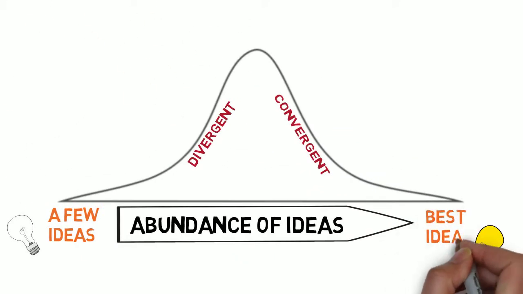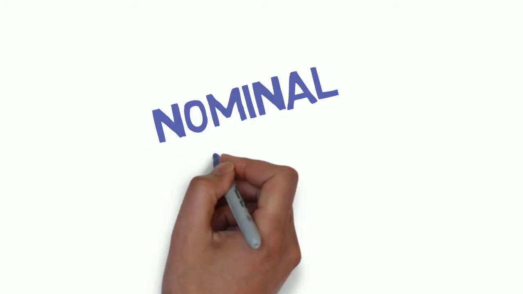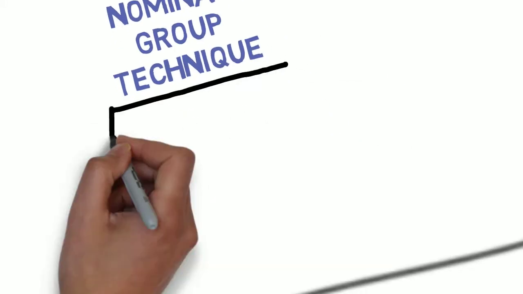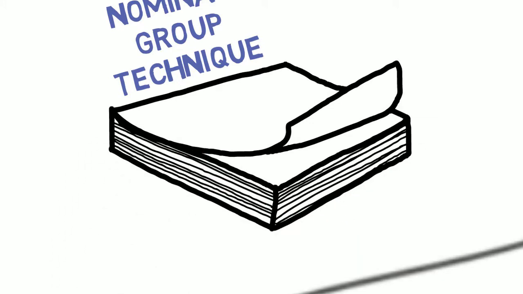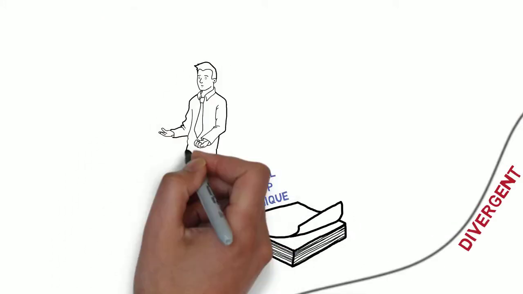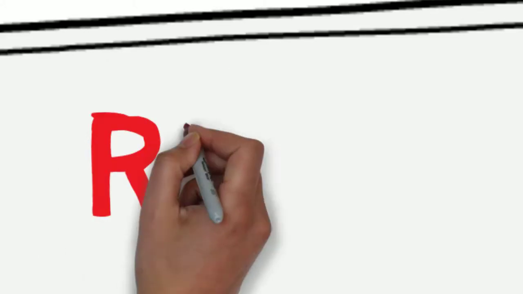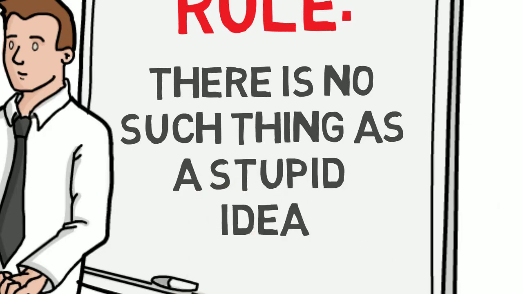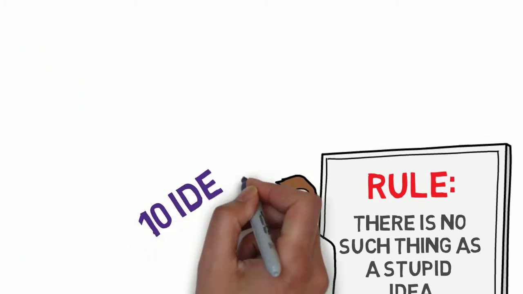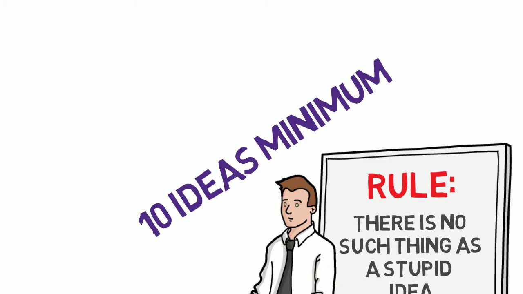The process starts by using a technique called nominal group technique. This is where individuals grab post-it notes and write down one idea per post-it note. There is only one rule, and that rule is there is no such thing as a stupid idea. We want each person to be alone with their thoughts to generate at least 10 ideas.